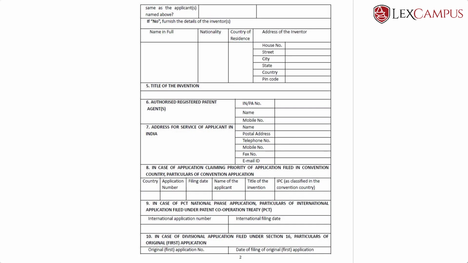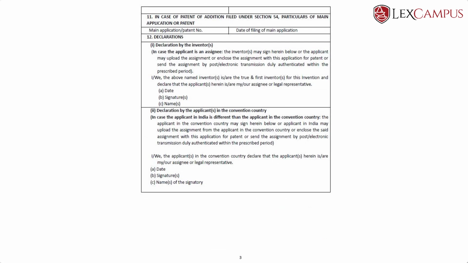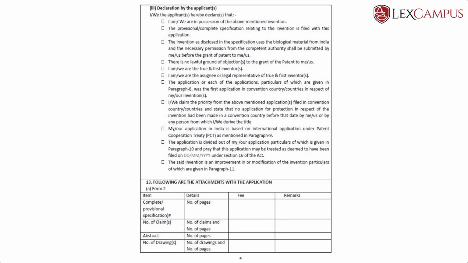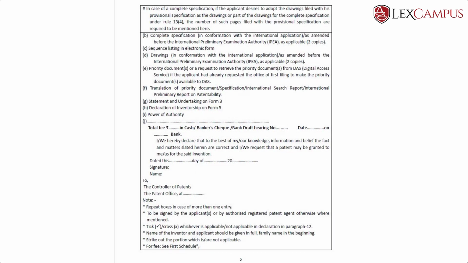the capacity in which the applicant is filing, about the type of application, the mode in which the application is filed, and the fees that is to be paid, so on and so forth. The Form 1 will have all the administrative details about the invention.